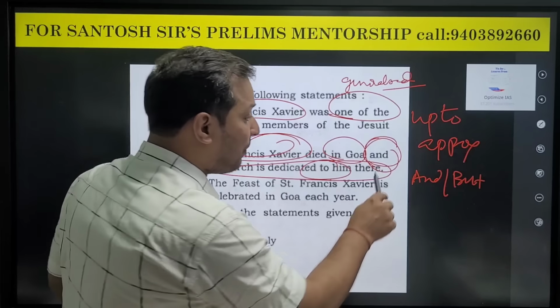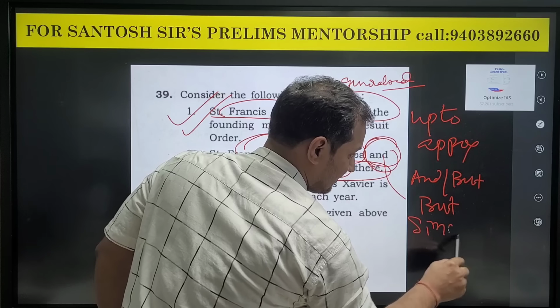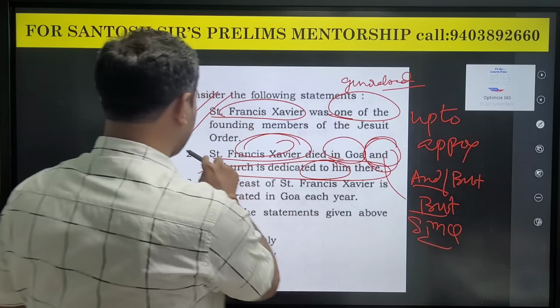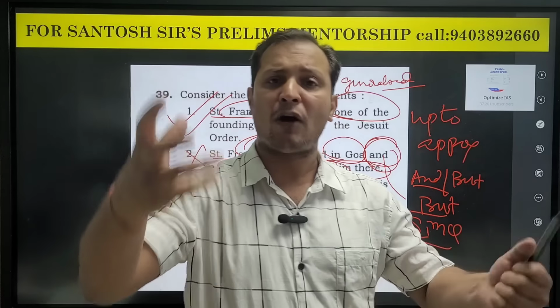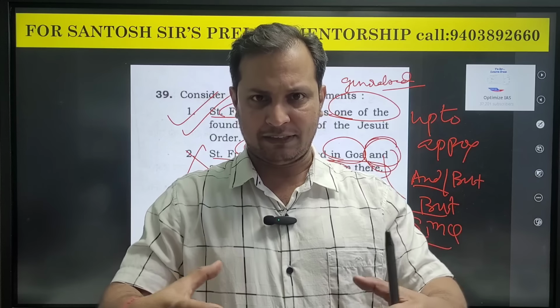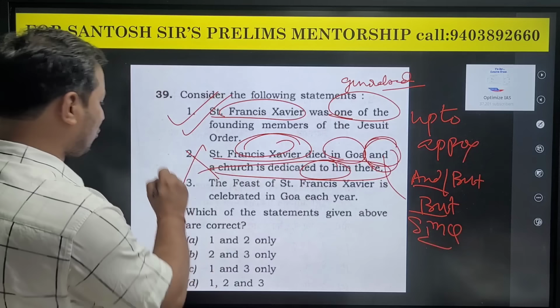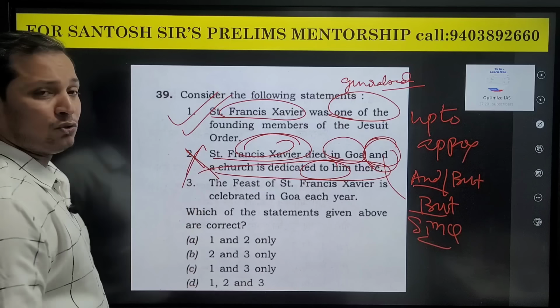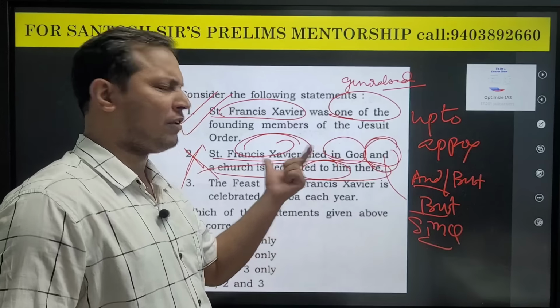Sometimes they will add with "but", sometimes with "since". Such statements are compound statements. What is a compound statement? A compound statement is made of two statements, made of two facts. Generally these statements are incorrect. Statement 2 will be incorrect. This is one logic; I'll give you 3-4 logics on how to solve this question.